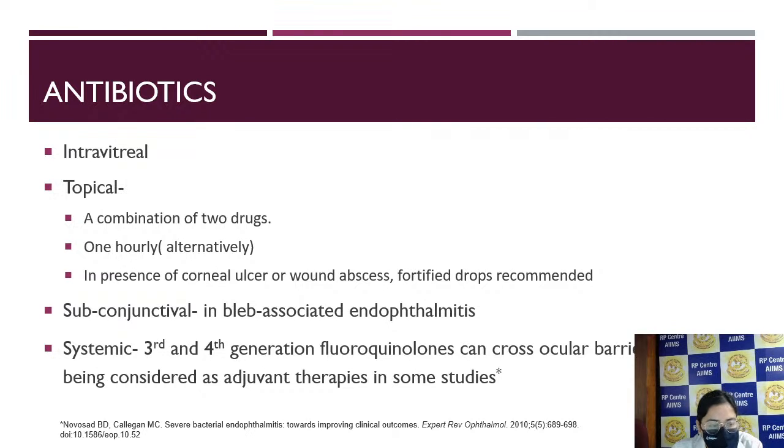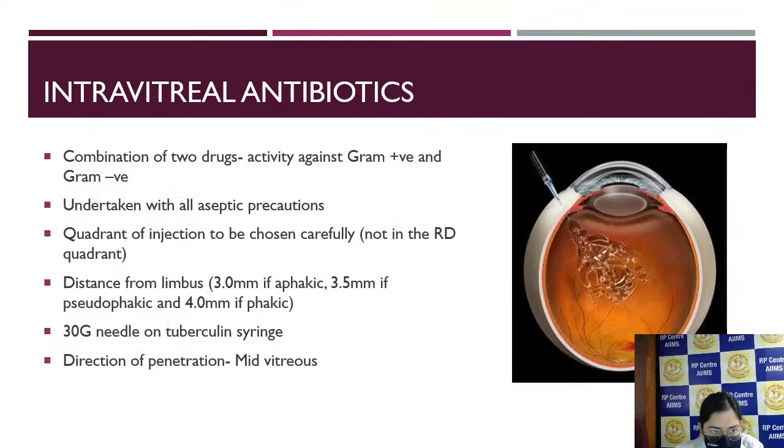Antibiotics can be given in 4 ways: intravitreal, topical, subconjunctival and systemic. In topical, we usually give a combination of 2 drugs, one hourly alternatively. In presence of corneal ulcer or wound abscesses, fortified drops are recommended. Subconjunctival antibiotics can be given in bleb-associated endophthalmitis. And in systemic, EVS said there was no use, but recent studies have shown that 3rd and 4th generation fluoroquinolones can cross the ocular barrier and are being considered as adjuvant therapies in some studies.